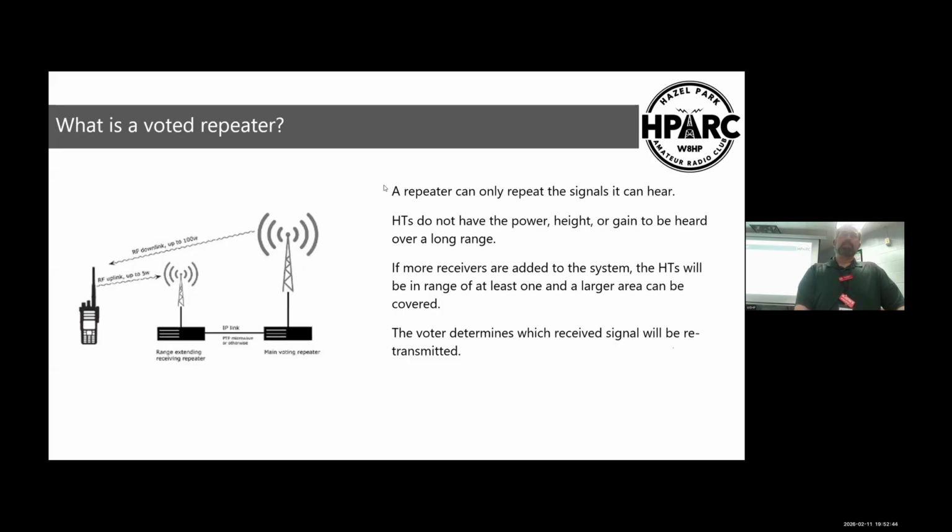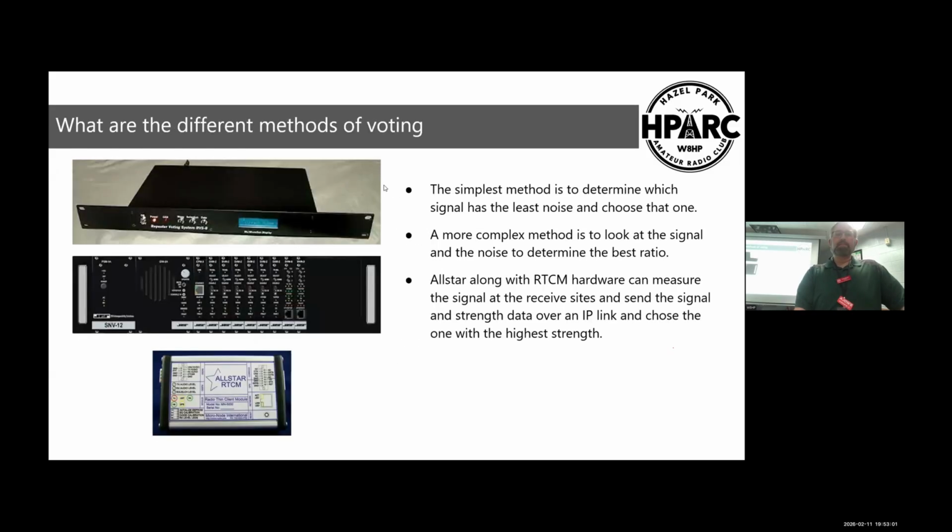However, you could also have the situation where you're heard by multiple sites. In that case, the system has to know what's the best signal to use. It doesn't want to just take the first thing it hears, because it might be the worst signal. So voting is the process of determining what signal I should use and rebroadcast.